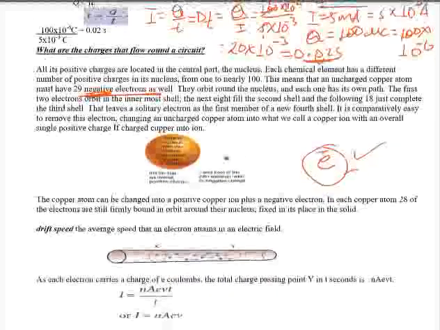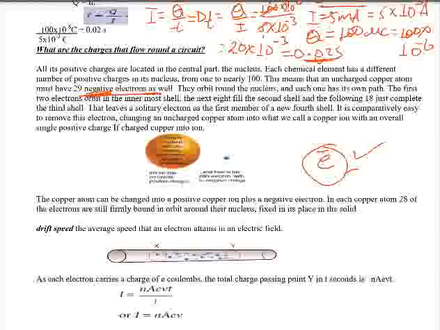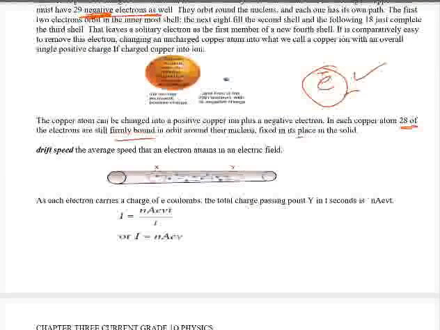Now, let us take one copper atom, which can change into a positive copper ion plus a negative electron. Each copper atom has 29 electrons. Most electrons are still firmly bound, but one is free. Now, let us take some segment of a conductor, and for this segment you can see the derivation in your physics text. The drift speed is the speed of each electron. If it takes time t to move from this point up to this point, the displacement is drift speed times t.